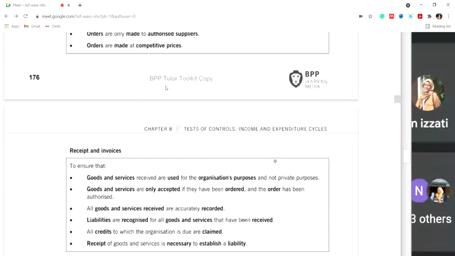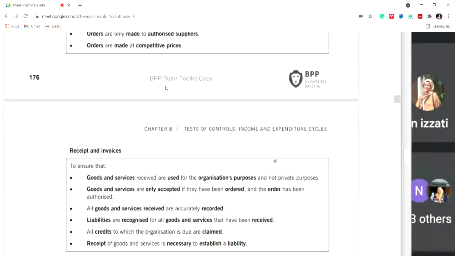So when you talk about purchases, it will include the purchase of goods, purchase of services and purchase of the NCA, non-current assets. So the control objective for goods and services is the same. For NCA, we have a special topic on the NCA. So you have to ensure that the goods and services are properly approved prior to being placed and are for the company.